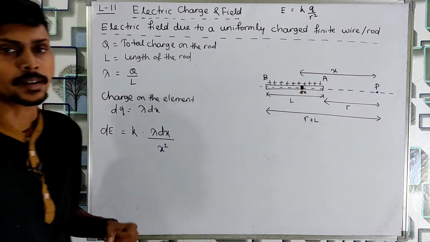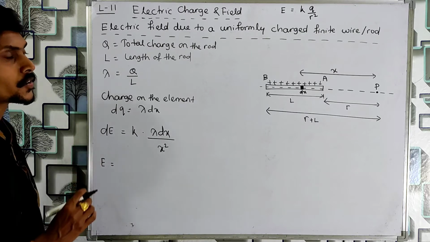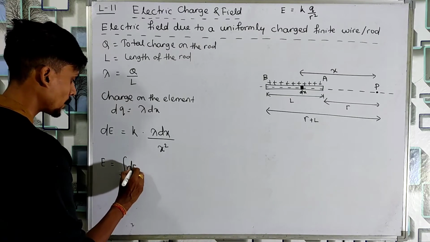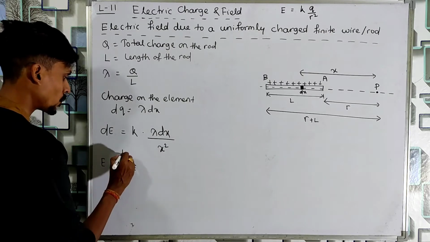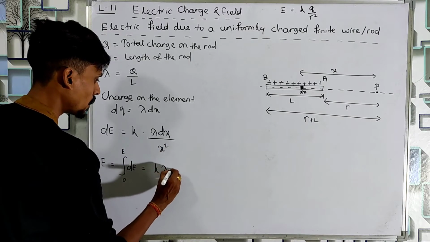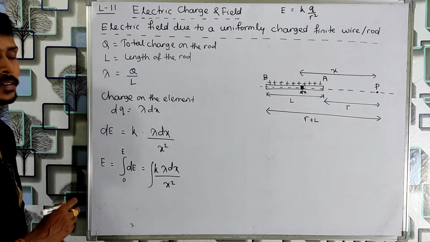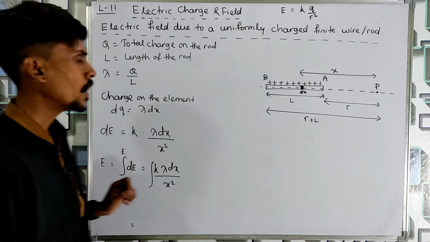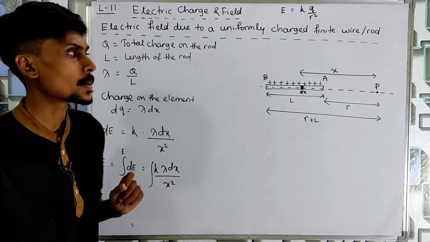So this is the expression for the small amount of electric field at the point P produced by this small element. Now, in order to find the total electric field due to the entire rod, we have to integrate dE. E is equal to the integration of dE. And dE is this much, k lambda dx divided by x square, and here you have to put the limit. What will be the limit here? In this integration, x is the variable. And what is x? x is the distance of the element from the point P.